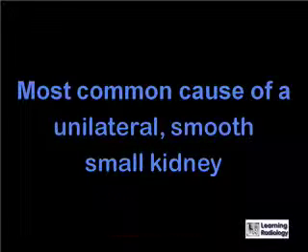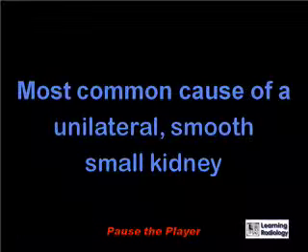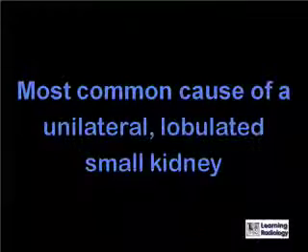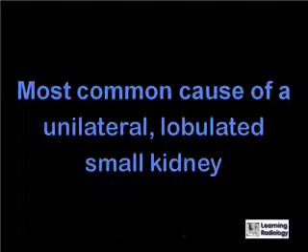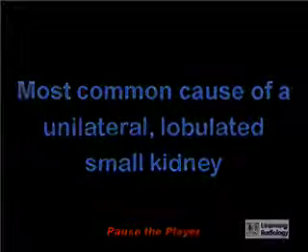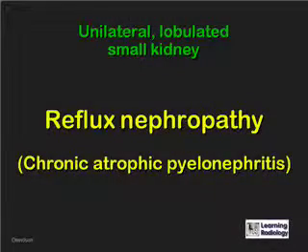What is the most common cause of a unilateral, smoothly marginated, small kidney? Chronic renal artery occlusion or stenosis. What is the most common cause of a unilateral lobulated small kidney? Reflux nephropathy, chronic atrophic pyelonephritis.